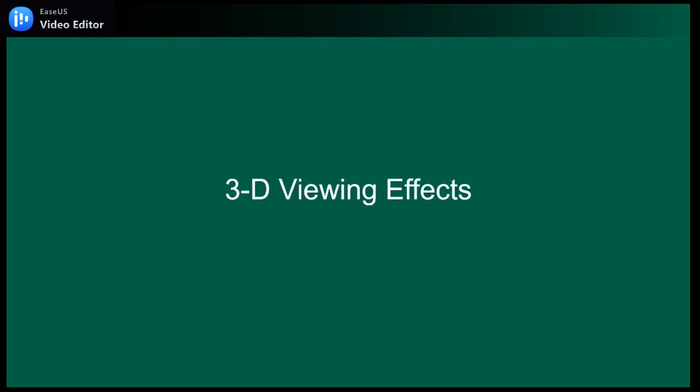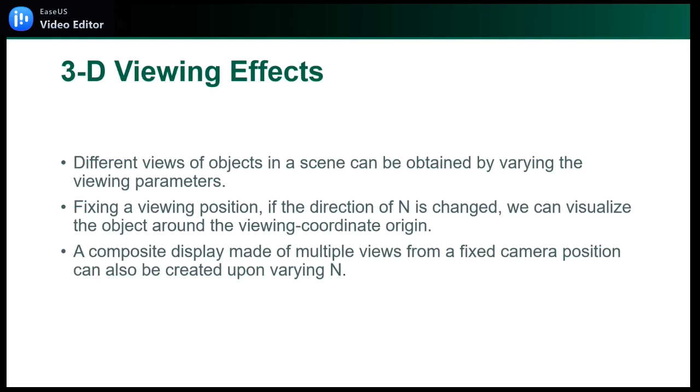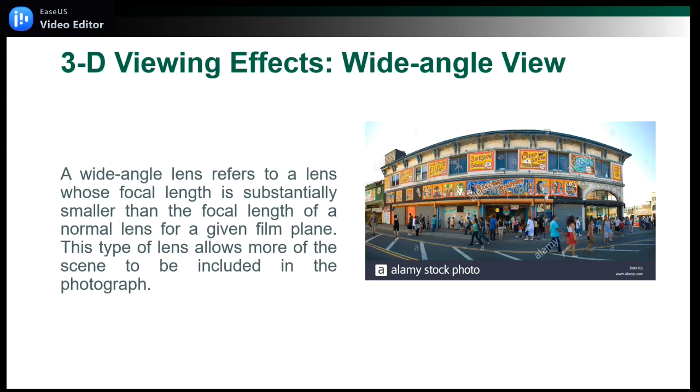Okay, so now let us talk about different kinds of 3D viewing effects. Basically, different views of objects in a scene can be obtained by varying the viewing parameters that we just talked about. By fixing a viewing position, if the direction of n is changed, we can visualize the object around the viewing coordinate origin. Also, a composite display made of multiple views from a fixed camera position can be created by varying n.